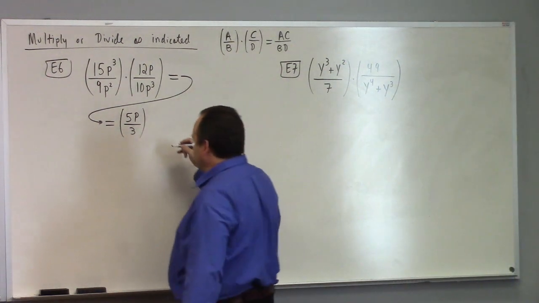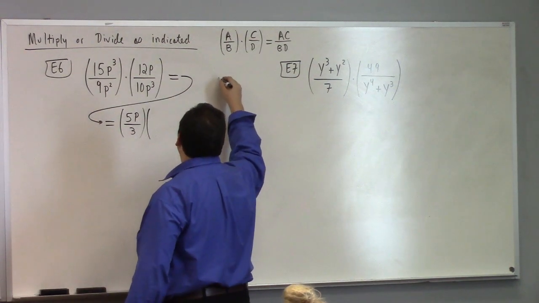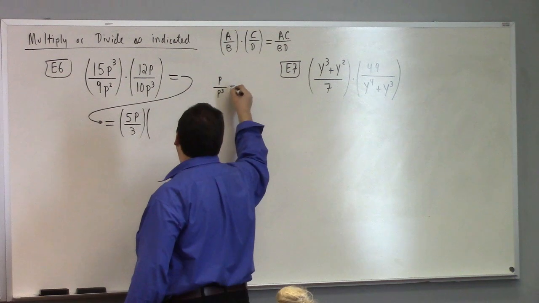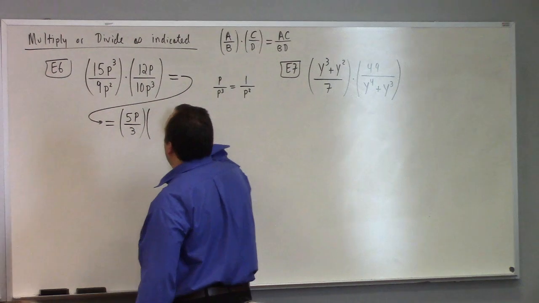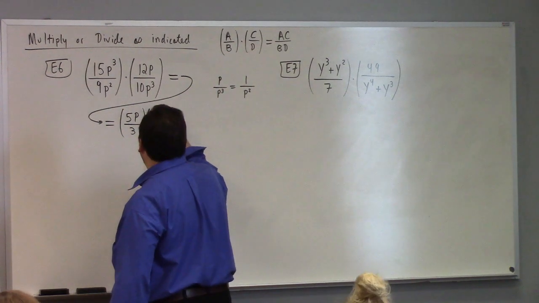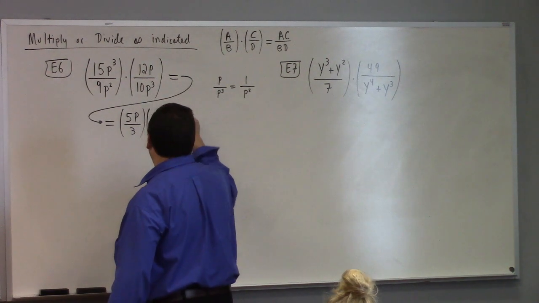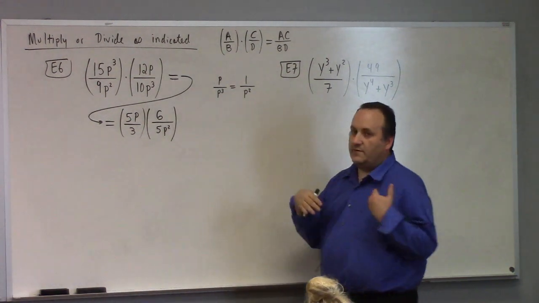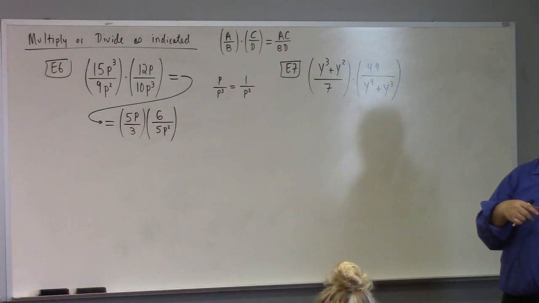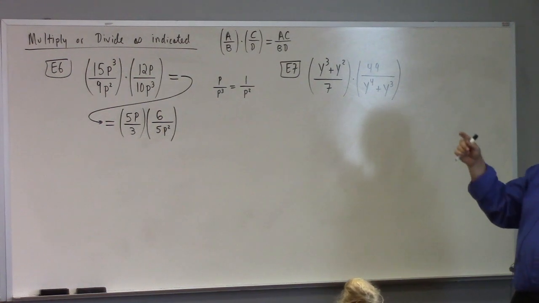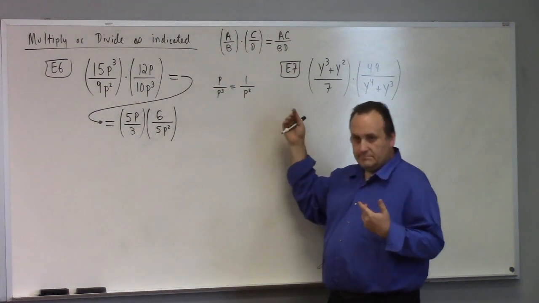How about 12? 3 minus 2. Right. And what's p over p cubed? P squared. 1 over p squared, right? So this is 6 over 5 p squared is how that simplifies, because 12 over 10 simplifies to 6 over 5, right? And p over p cubed is 1 over p squared. All right?